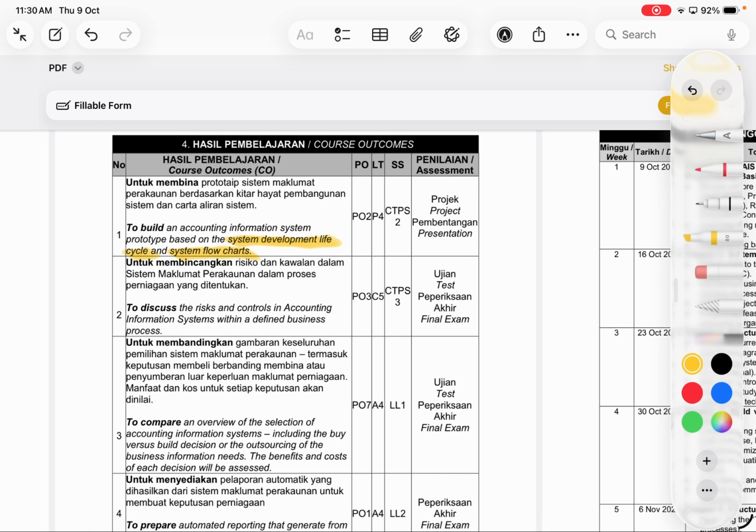Over here, the first learning objective is learning SDLC, which is System Development Lifecycle. This itself actually forms chapter 2 to 7. All right, I have all the 6 chapters covered on the SDLC.